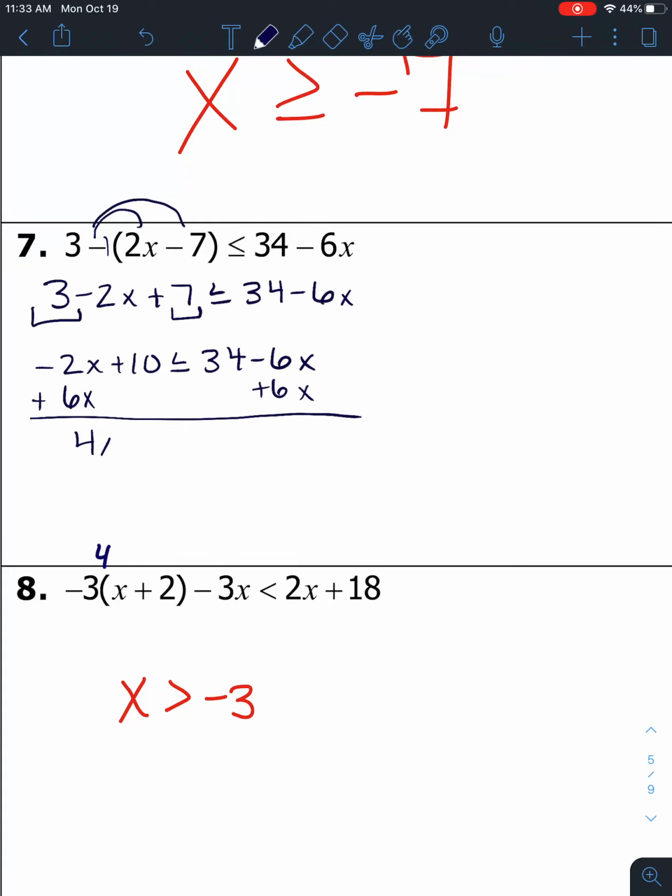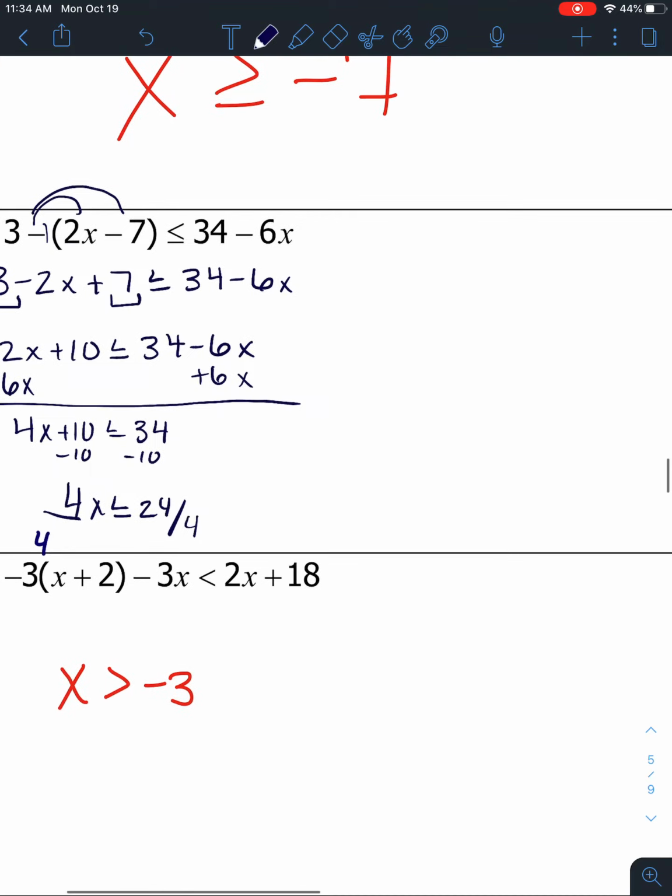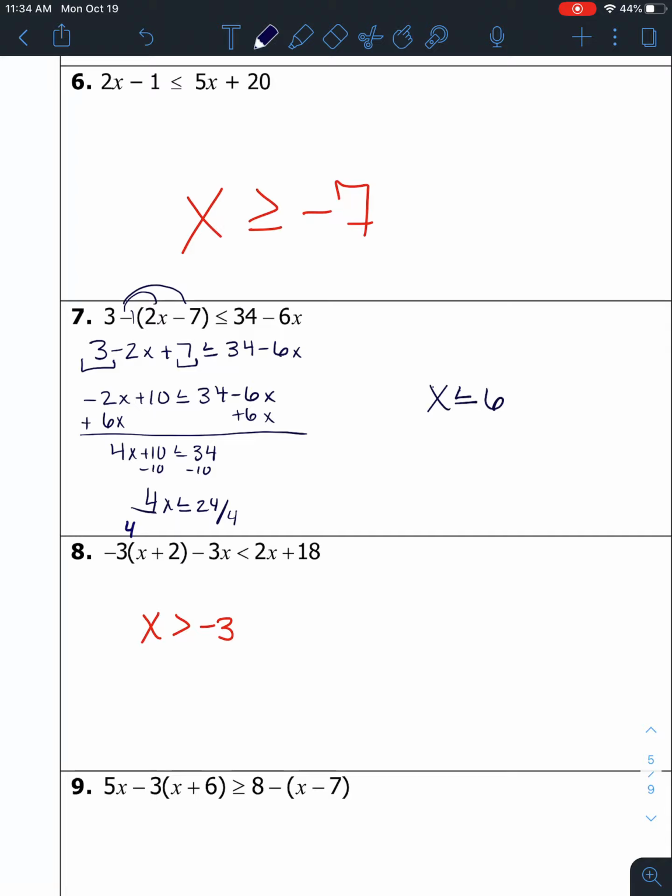That'll give me 4x plus 10 is less than or equal to 34. Going to minus 10 from both sides. So that gets me 4x is less than or equal to 24. Divide everybody by 4. Oh, look, there's already 4 there. So that gets me x is less than or equal to 6. We didn't multiply or divide by a negative, so we keep our sign. We are once again in letters, symbol, number form, so we are good there.